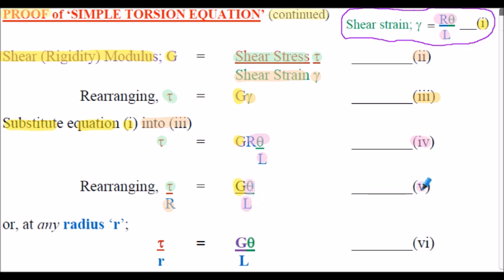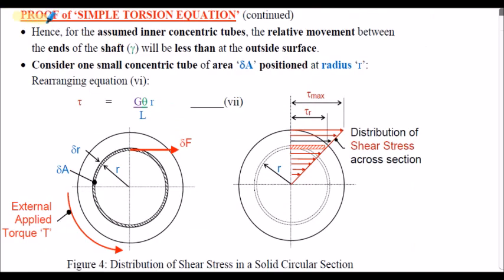Equation 5. If we now change the capital R here for the outside radius to any radius, denoted as lowercase r, we derive the equation of shear stress divided by r on the left hand side of the equation is equal to G theta by L on the right hand side of the equation. And this forms the first part of our simple torsion formula. Just call that equation 6 for reference. Proof of our torsion equation continued.